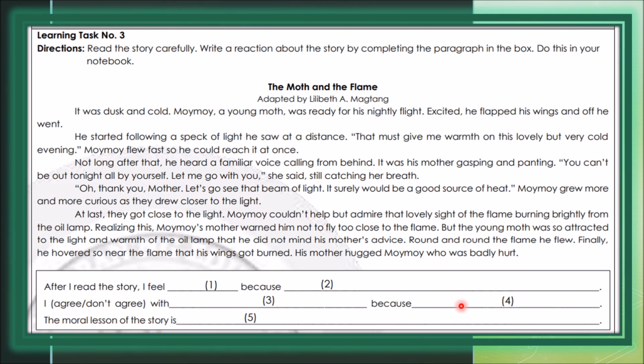So that's the selection about. So after reading this selection, after I read the story, I felt what? Blank. Because blank. I agree or don't agree with blank. Because blank. The moral lesson of the story is blank. So this is the time for you to answer the following questions there. So the first one, after you read the selection or the story, what do you feel? Why? Do you agree or not agree? Why? Because. And what is the moral of the story?